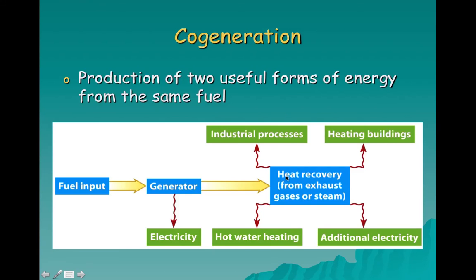And so this cogeneration is actually generating either additional electricity or heating buildings from the heat that's produced. So that is a really good way of saving energy, because you're taking heat that's being produced anyway when you're producing this electricity and using it to heat buildings.